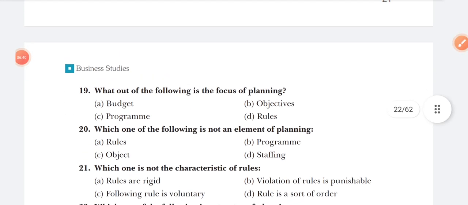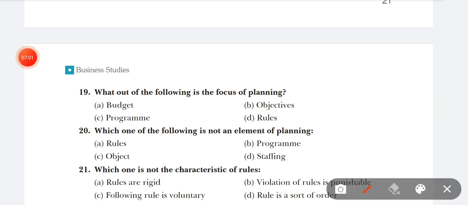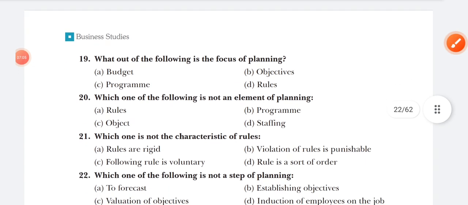Now question 21. Which one is not the characteristic of rules? Rules are rigid. Violation of rules is punishable. Following rules is voluntary. A rule is a sort of order. And the correct option is option C. Following rules is voluntary.